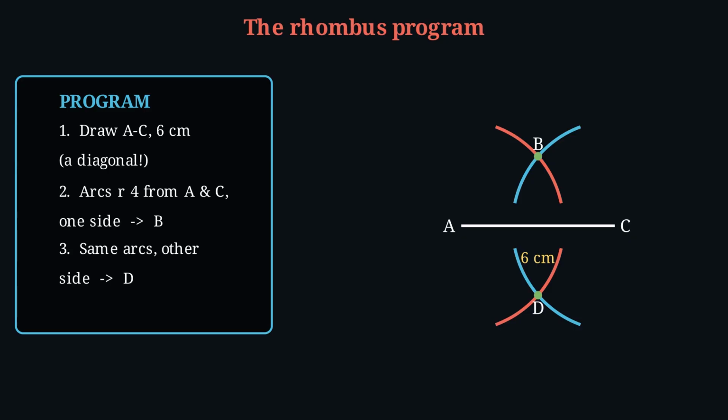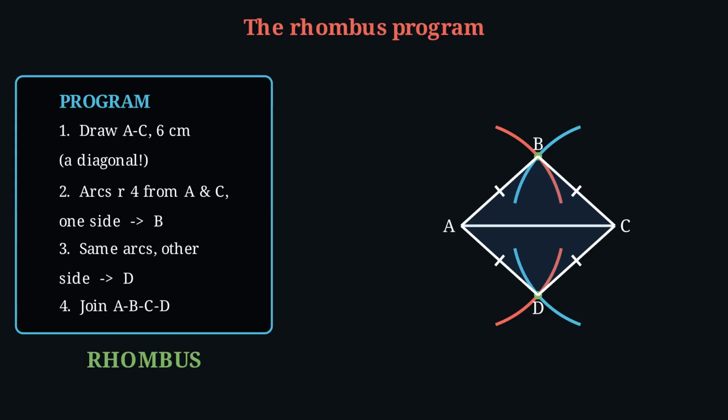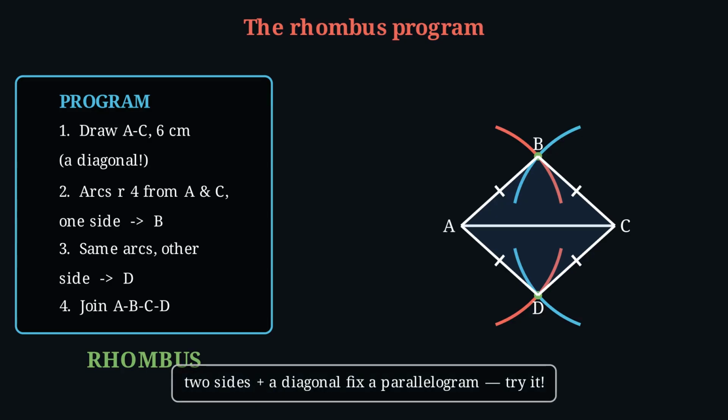Remember the triangle's flipped bracket. 2 circles cross twice. Back then, the second crossing was a spare. Here, it's step 3. Both crossings earn their keep. D. Join AB, BC, CD, DA, 4 sides, all 4 cm. A rhombus. A side and a diagonal are enough, as long as the arcs truly cross at 2 points, 1 on each side, and ours do. One more recipe waits in the lesson.